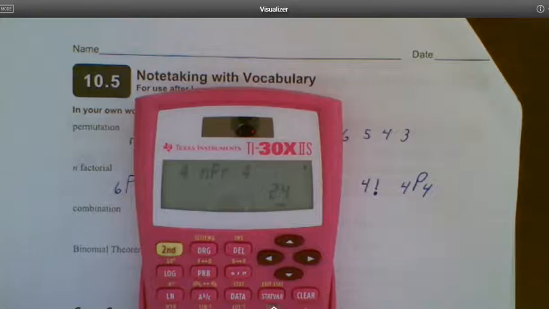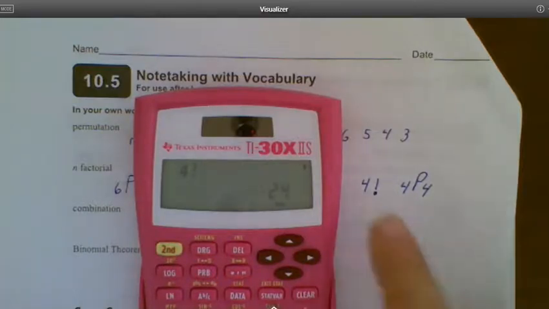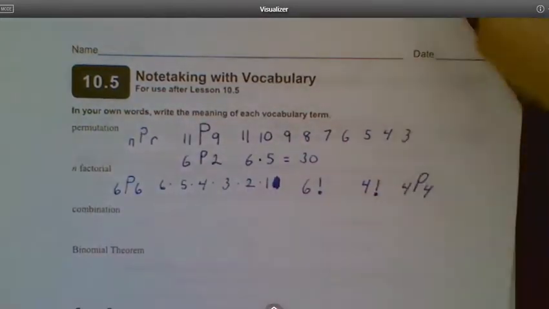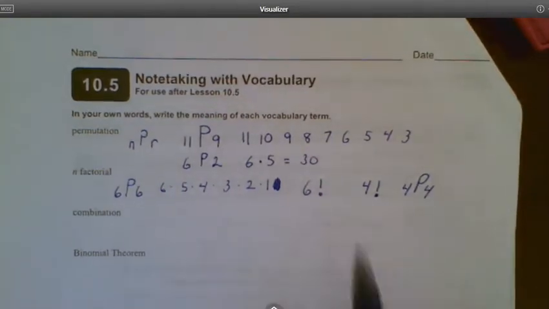Well, also watch, I'm going to clear that. I should also get 24 when I do it this way. So I'm going to clear that. I'm going to hit 4, probability, and I'm going to go over to the factorial and hit enter. Enter, also 24. Right? So these are the same things. So you could do it either way. That's one, although you could probably even do that one without a calculator. But so that's what we're going to be looking at today.